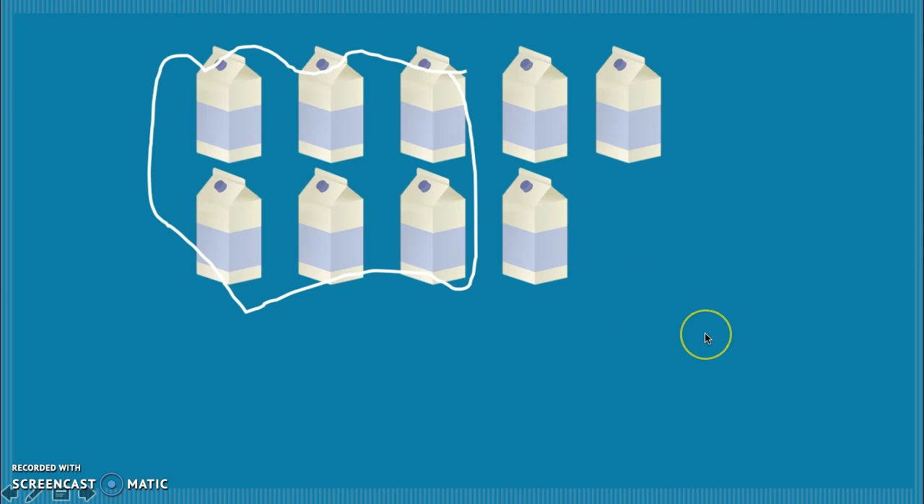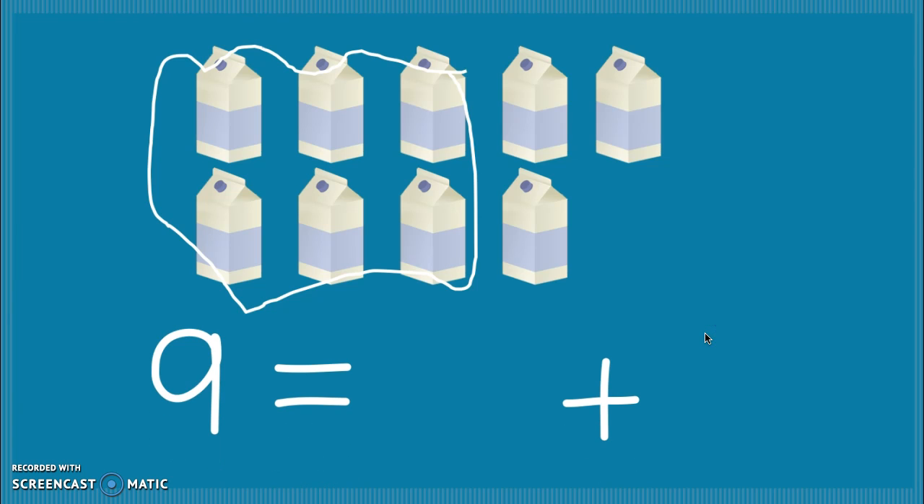Excellent. All right, I'm going to go ahead and put this into a number sentence because I want to really explain my thinking for this. How did I make my parts? Well, I said 9 is equal to, adding those 2 parts together. So how could I finish that number sentence? Go ahead and press pause, say it out loud, and then press play to see what I say.